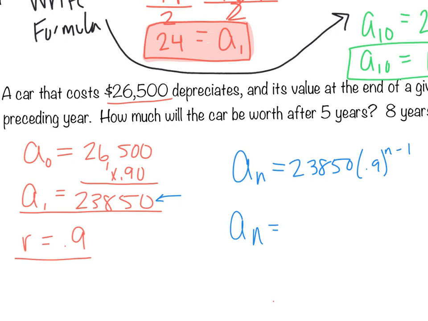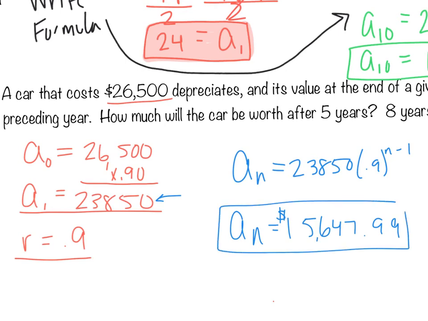So after the 5th year, it is 15,647.99 if we round. That's 15,000. And that's not a sub n, that's the 5th year, so it's a sub 5. Same thing here, it should have been a sub 5.